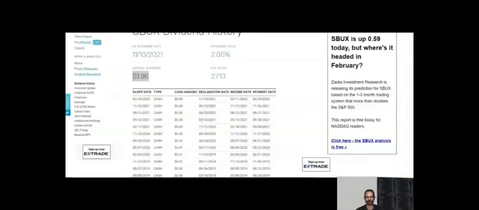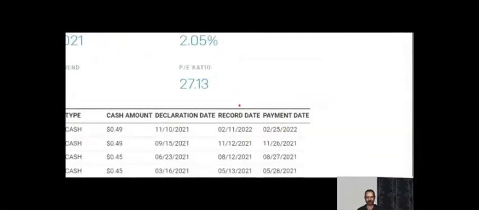Then the next couple things here, declaration date. This is just the day they declare the dividend. We don't need that. Record date, this is just for their books. We don't need that either. Payment date is when you will get paid. So everyone who owns Starbucks on February 9th or before will receive 49 cents for each share that they own, and it will be deposited in their account on February 25th.